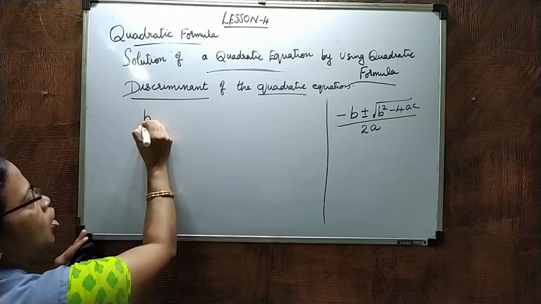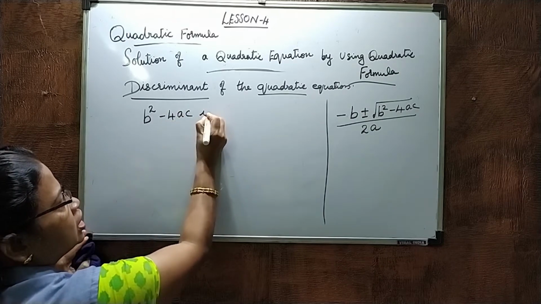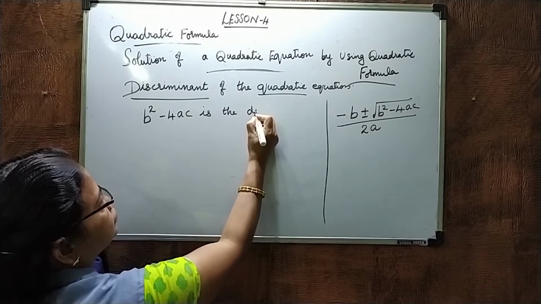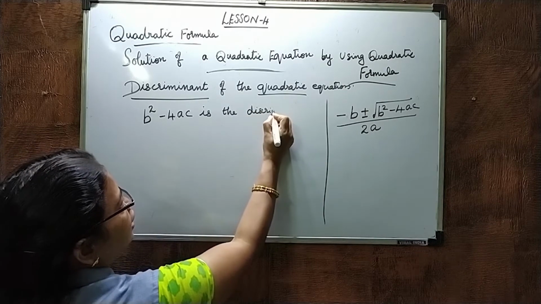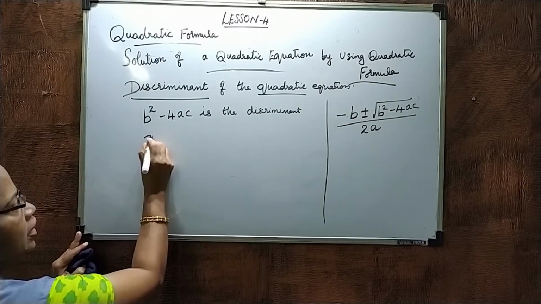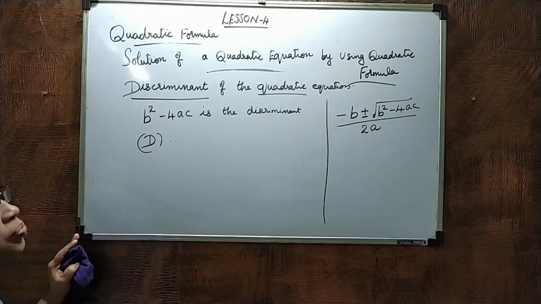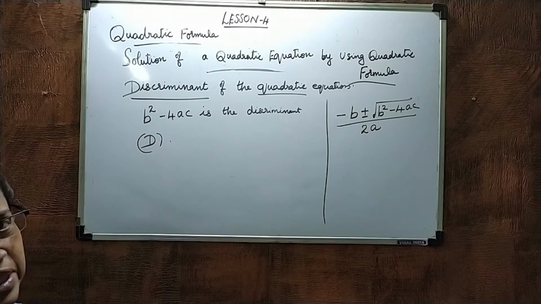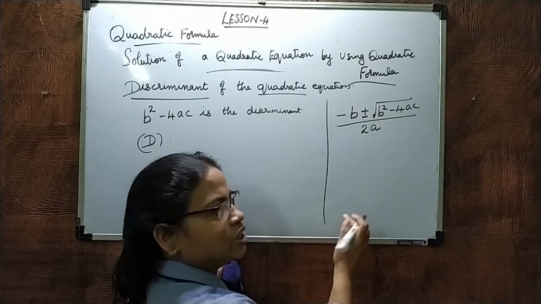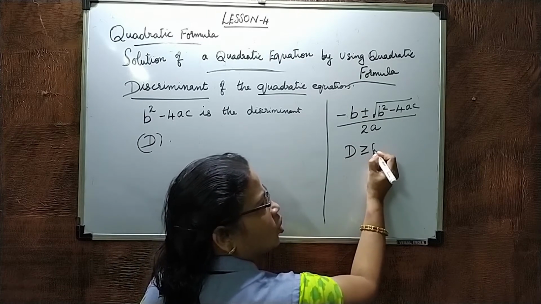So from the quadratic equation, b² − 4ac is the discriminant. And if you want, we can represent it by capital D. Okay. So b² − 4ac is the discriminant. And what is the thing we told you? If you want two real roots, this discriminant should be greater than or equal to 0.